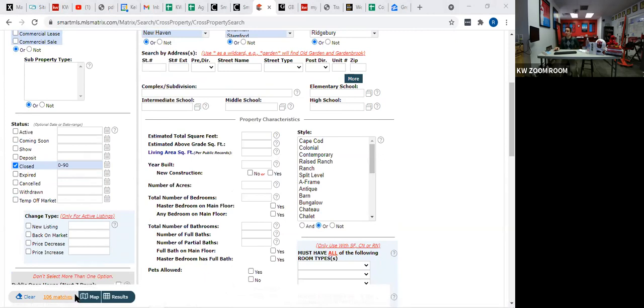Now, what we need to calculate in order to get to month supply of inventory is absorption rate. How many homes are being absorbed per month? So that's a 90-day number, that 106. So what I need to do then is divide that number, 106, by 3 months to get a month per month number. And I get 35 and a third, right? 35.33 homes per month.